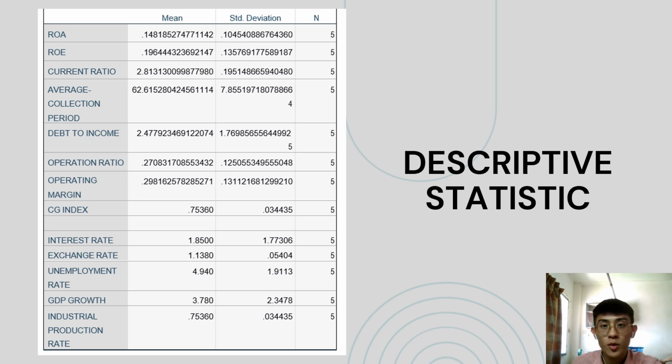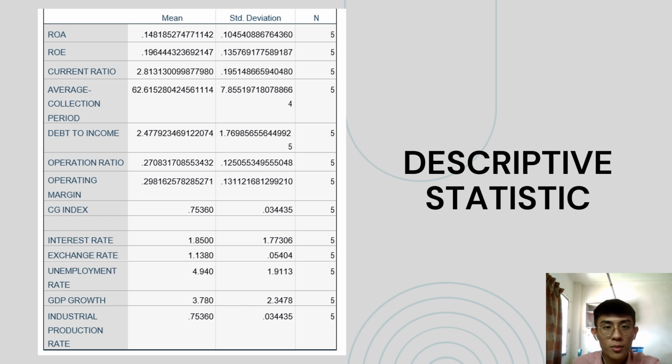Standard deviation for debt to income will be 1.7698 and the mean will be 2.4779. The standard deviation of operating ratio will be 0.1250 and the mean will be 0.2708. The standard deviation of operating margin will be 0.1311 and the mean will be 0.2981. For the CG index, its standard deviation will be 0.3443 and the mean will be 0.7536.